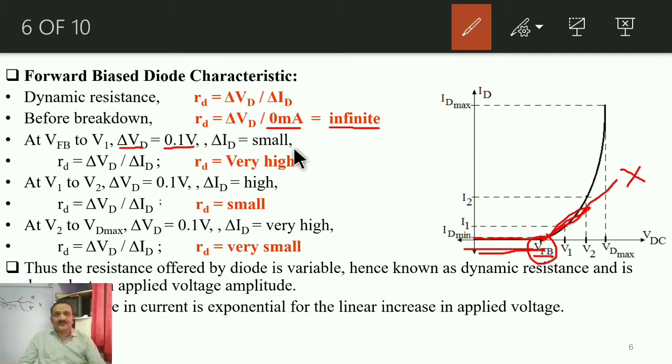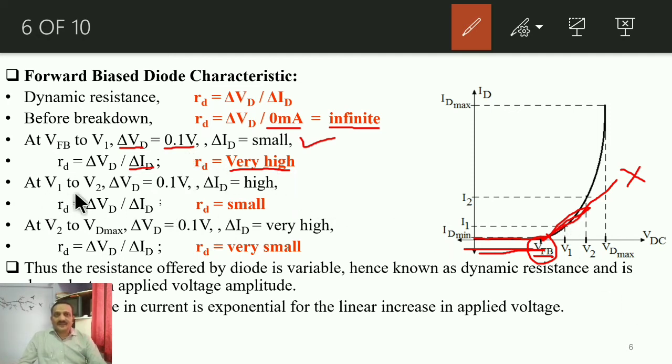That means there will be a non-zero delta ID. Is it? It will be very small initially. Delta ID will be very small. Correct. And that's why, as it is in the denominator, we can say that small rd will be very high, because delta ID is very small. Small rd is inversely proportional to delta ID, right? So as delta ID is very small, small rd is very high.